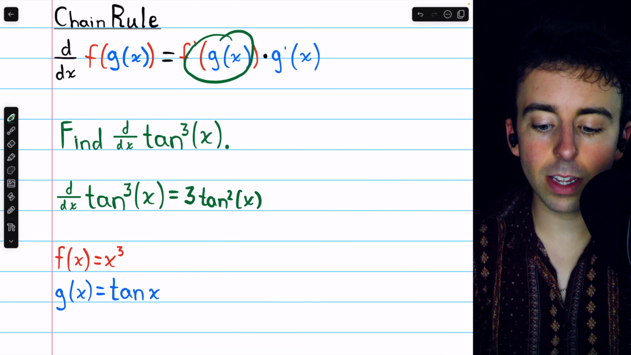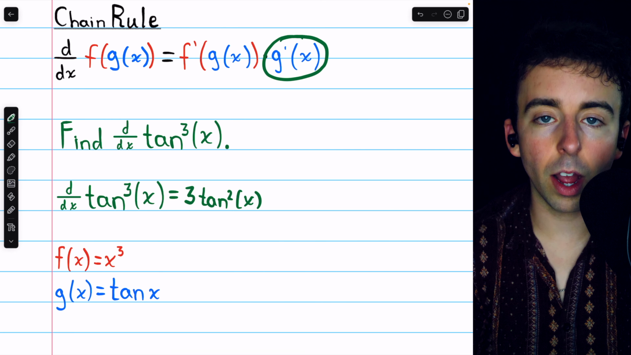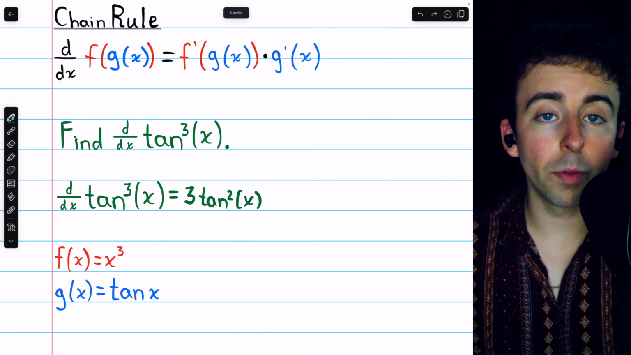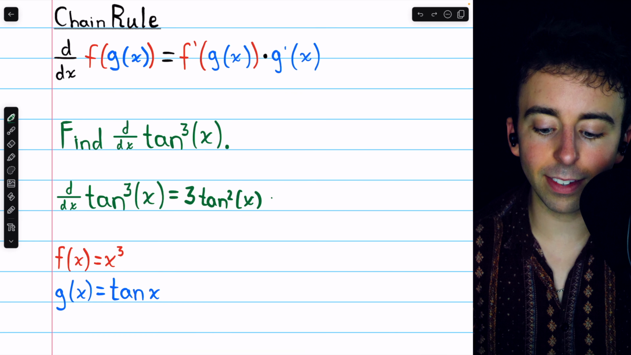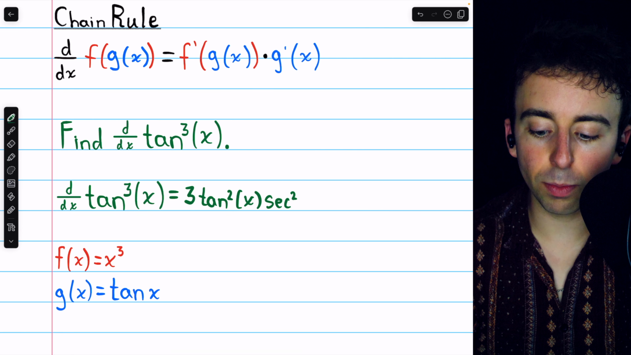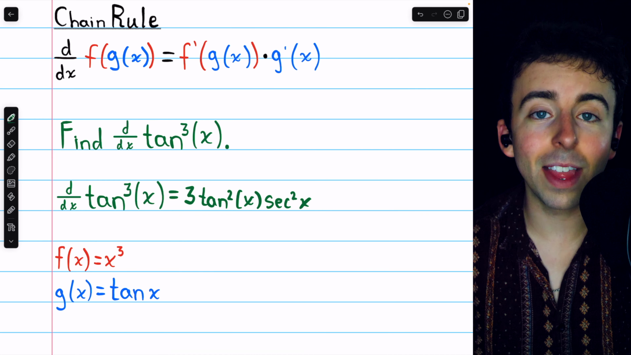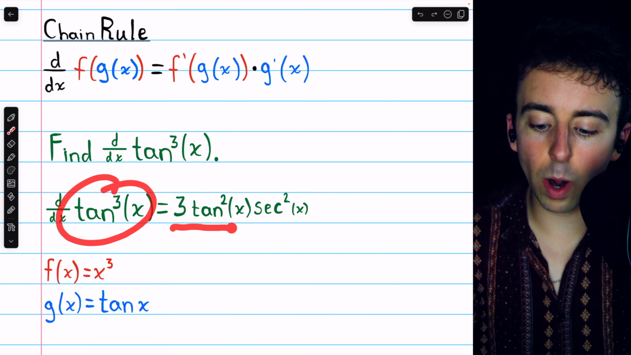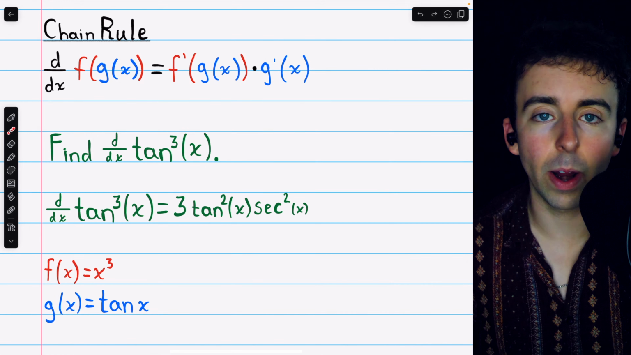That's f prime of g, and then we just have to multiply by g prime, the derivative of the inside function, which is tangent. The derivative of tangent, hopefully you remember, is secant squared, and so we just multiply by secant squared, and that's our derivative. The derivative of tangent cubed of x is 3 tangent squared of x times secant squared of x.